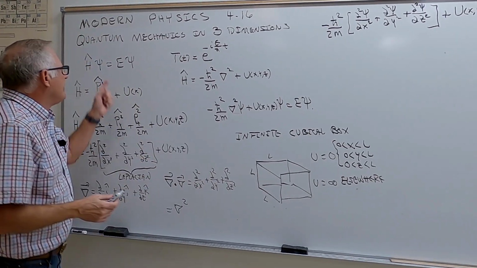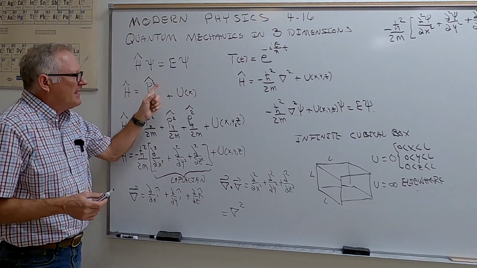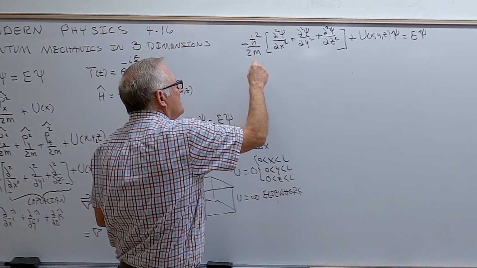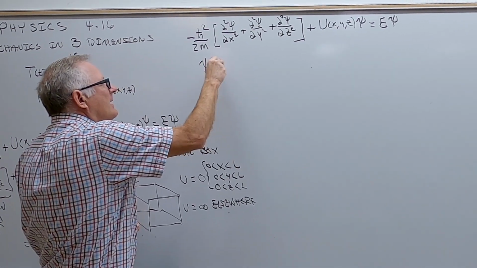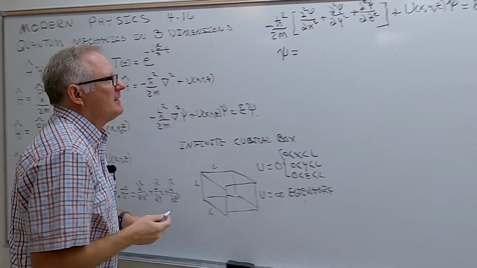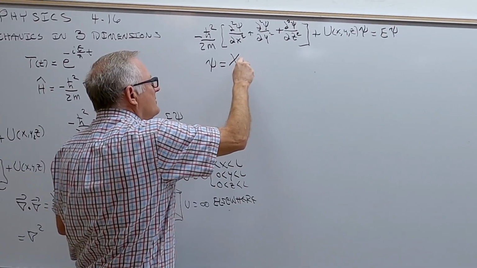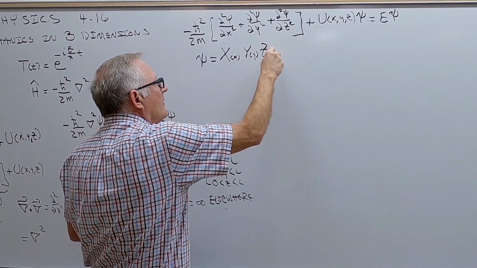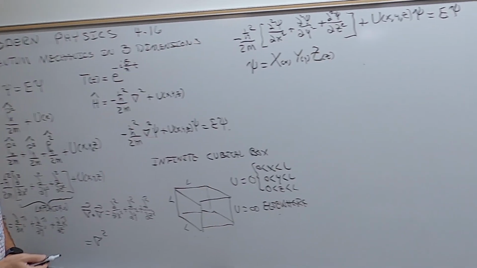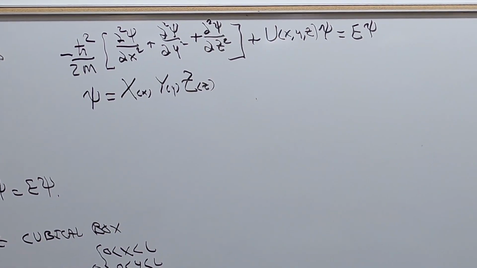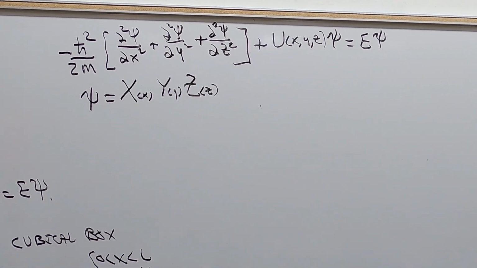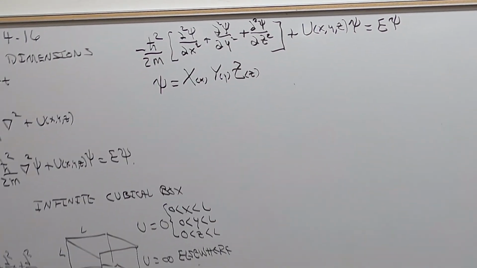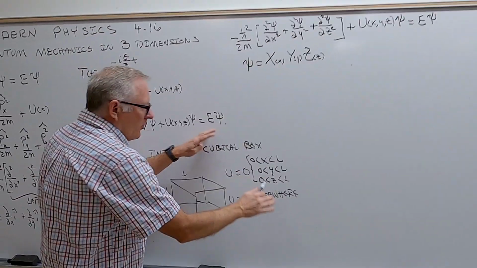Remember, before when we had big psi, and it was a function of x and t, we broke it up into little psi times the time. Well, on this one, we'll just turn this little psi into a function of x, say x as a function of x, y as a function of y, and z as a function of z. So we'll break it up into the product of three, and then hopefully we can turn our partial derivatives into total derivatives.